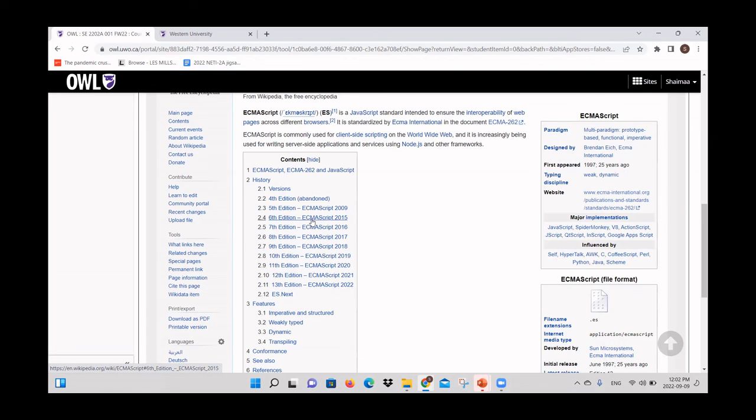Yes. Why is the file format ES not there? So ES is the abbreviation of ECMAScript, right? It's the same. It's used interchangeably now.